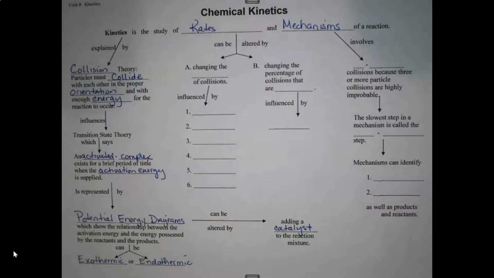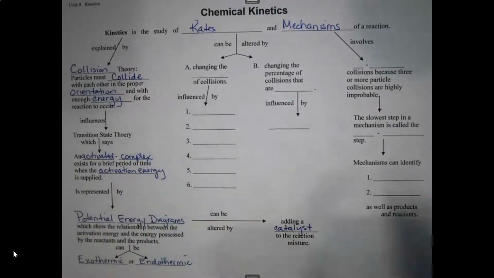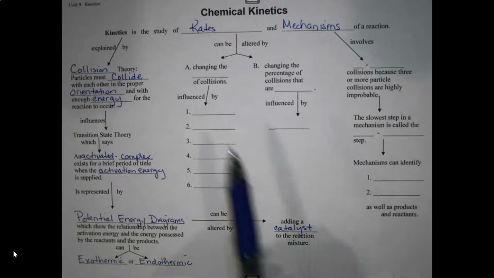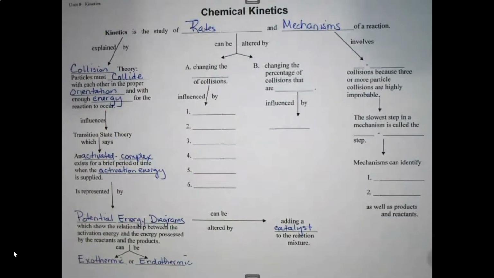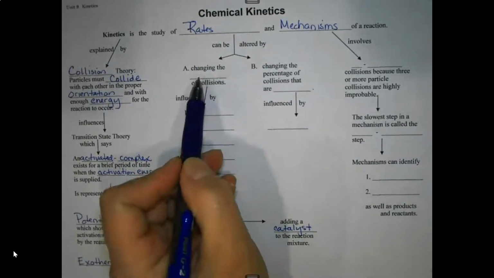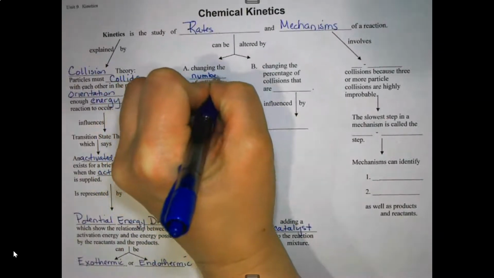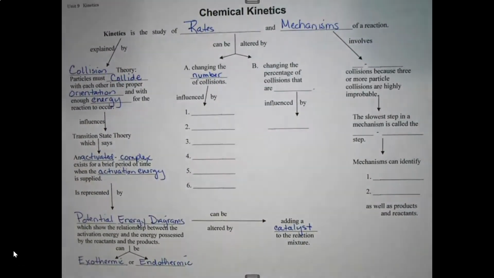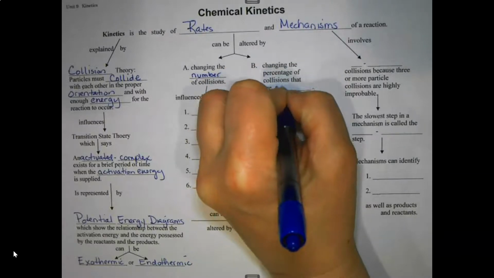All right, so now if we're moving on, I'm assuming that you've done the activity, so you have a chance to figure out what ideas are going in here. Okay, so we're taking a look at rates, a little bit more closely. So we can alter the rate of the reaction two different ways. We can change the number of collisions, which is what you did when you did the activity with the sugar. The other thing we can do is change the percentage of the collisions that are effective.